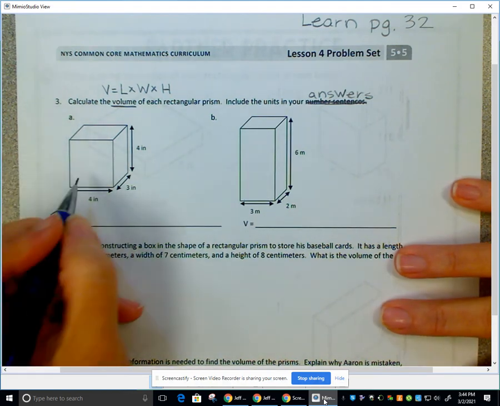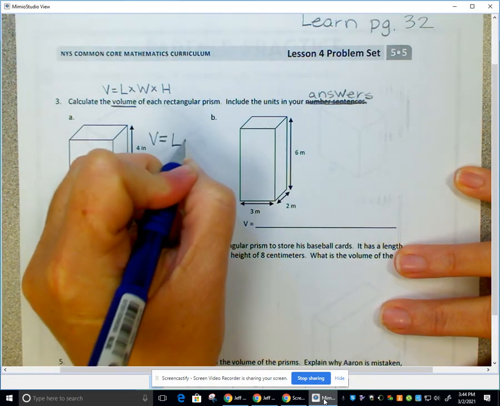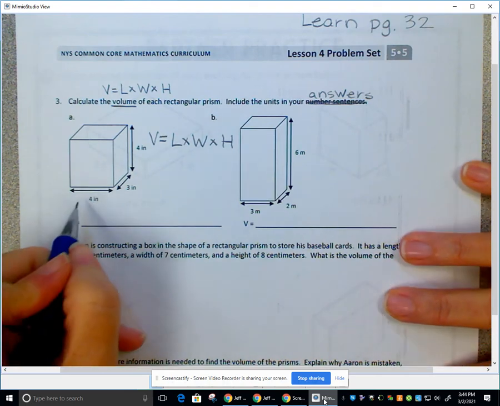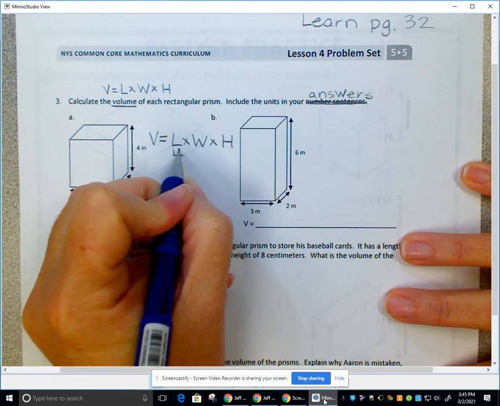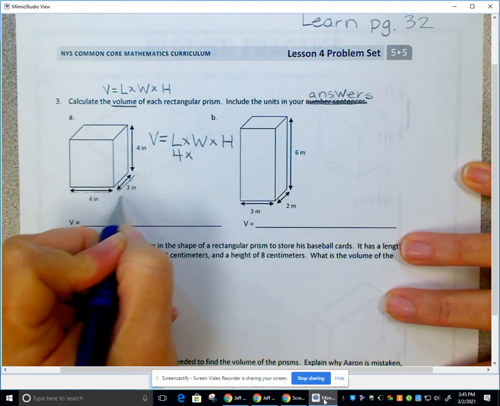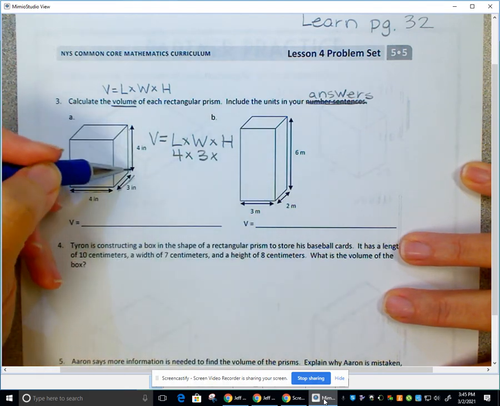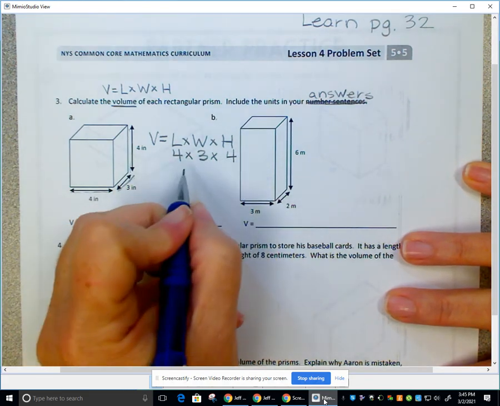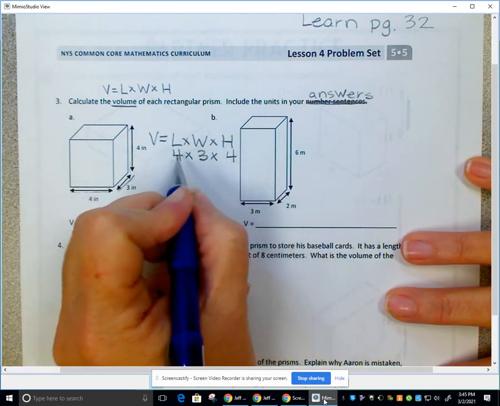Okay, so on A, they want me to find the volume, and I know I'm going to say volume equals length times width times height. And I know this would be my length. I always like this to be my length, so I'm going to key that in for 4. My width is up the side or down the side, 3. And my height is from bottom to top, which is 4. And it doesn't matter what order you solve these in. I always just go left to right out of habit unless I see an easier way to go opposite.